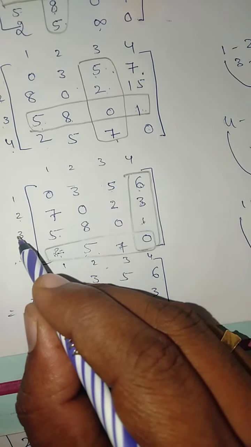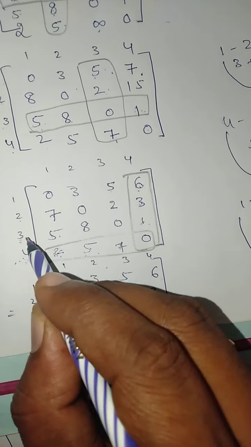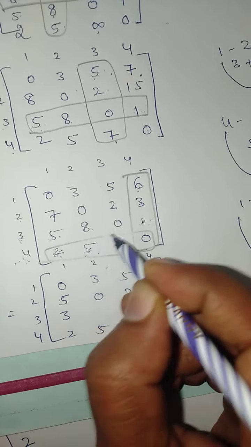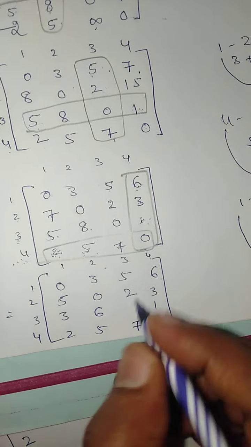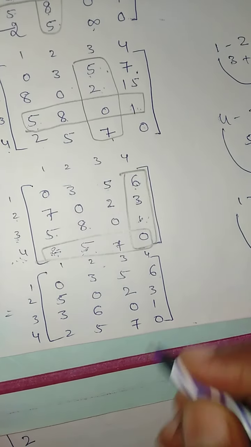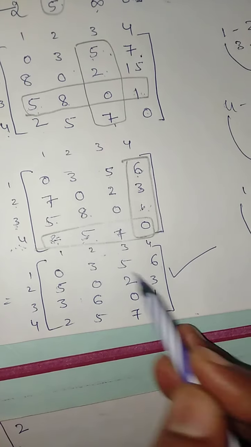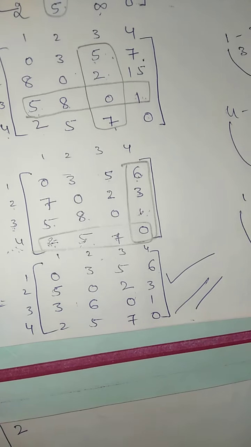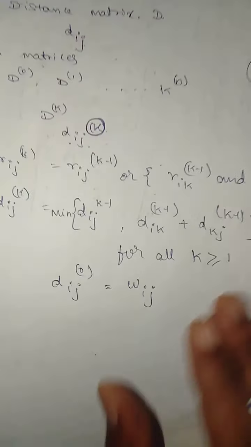Next 3 to 4, 4 to 3, 3 to 4 and 4 to 2, therefore 3 to 2, there is a path. 5 plus 1, 6, 6 is less than 8, so 6. Next 3 to 3, 0 as it is. Yes, and we are done. So this is what the all pair shortest path. Done. So now I will come back to the formula.